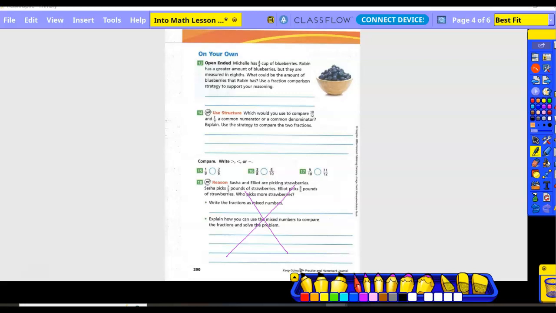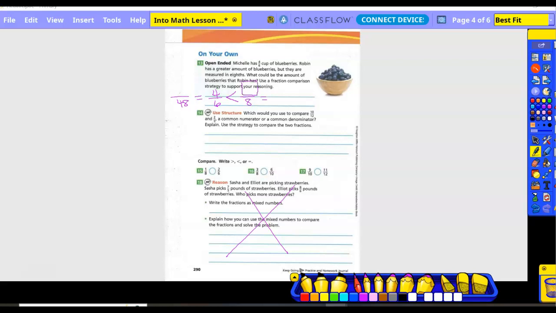Michelle has 4/6 cups of blueberries. Robin has a greater amount of blueberries, but they are measured in 8ths. What could be the amount of blueberries that Robin has? Okay, so this is kind of like what we had before. So we have 4 sticks, and then they said Robin has a greater amount of blueberries. Okay, so this is Michelle, this is Robin, and then hers are measured in 8ths though. Okay, so what would be our common denominator? Can we just do 48? Yeah. Okay.